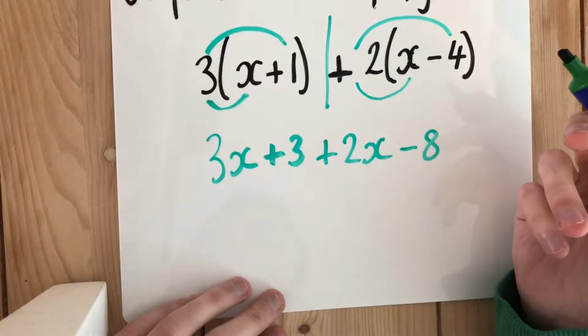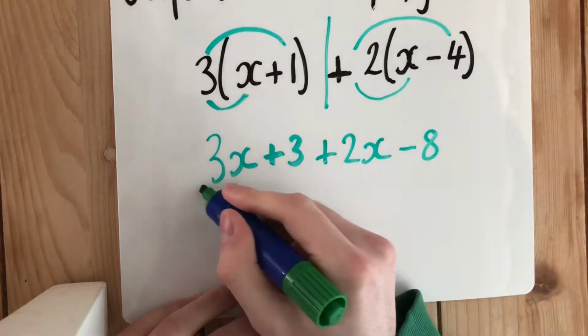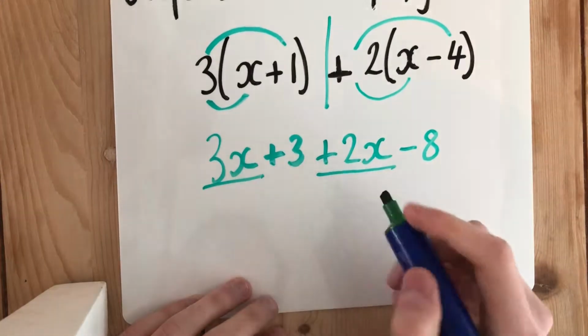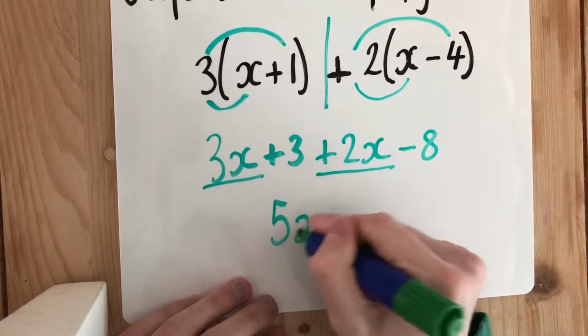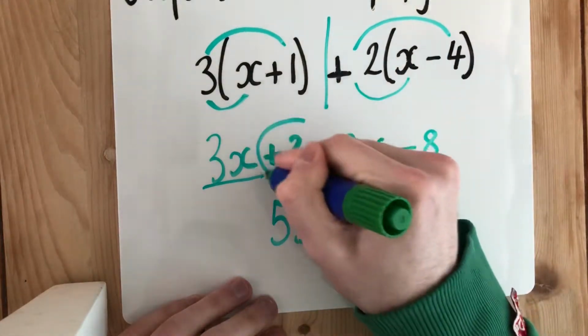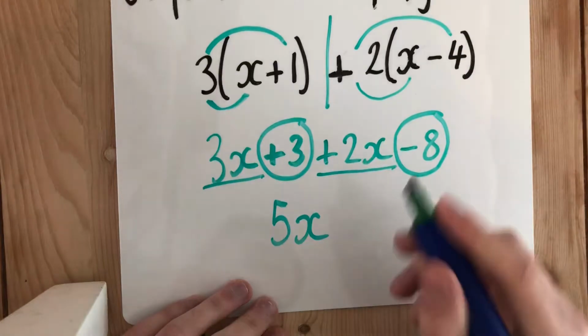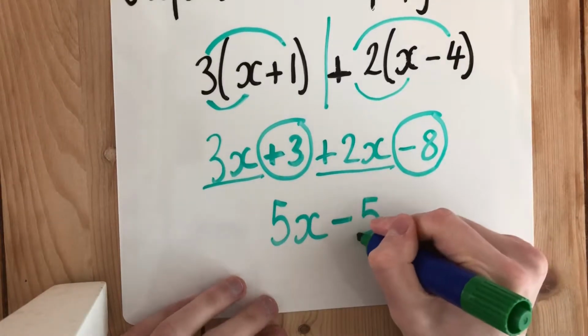Now as the simplifying, again you're collecting like terms. I've got a 3x, I've got a plus 2x. Add those two together, I get a 5x. I've then got a positive 3, take away 8. That leaves me with negative 5.